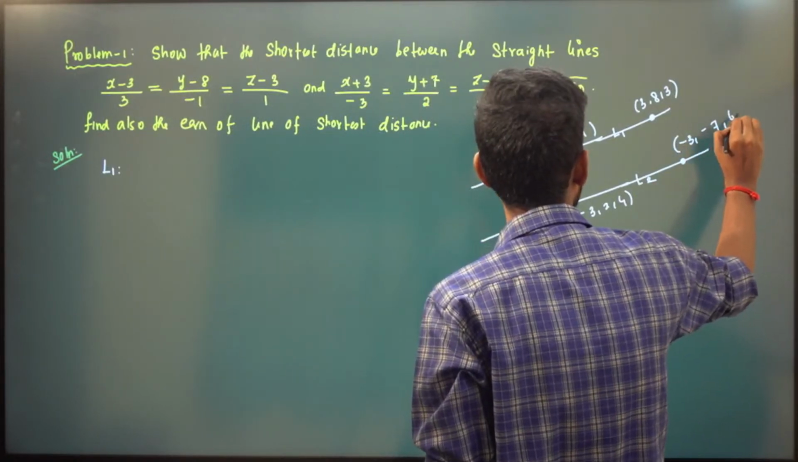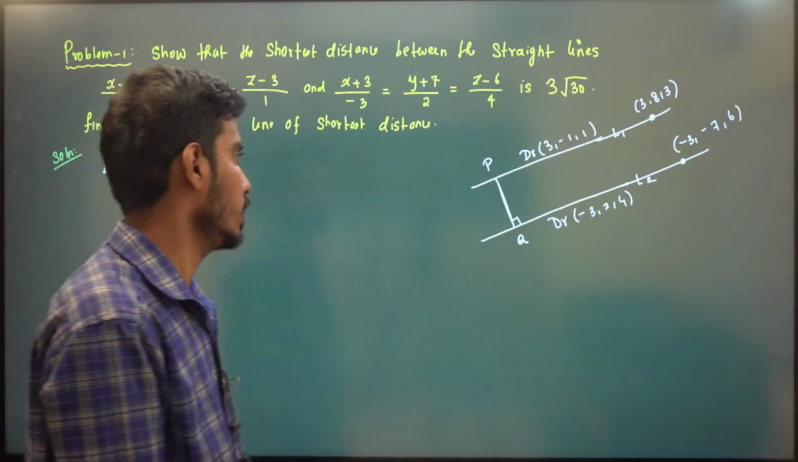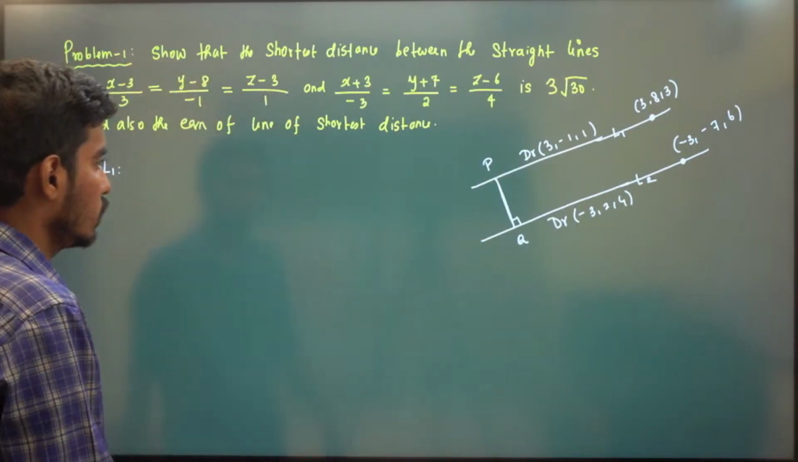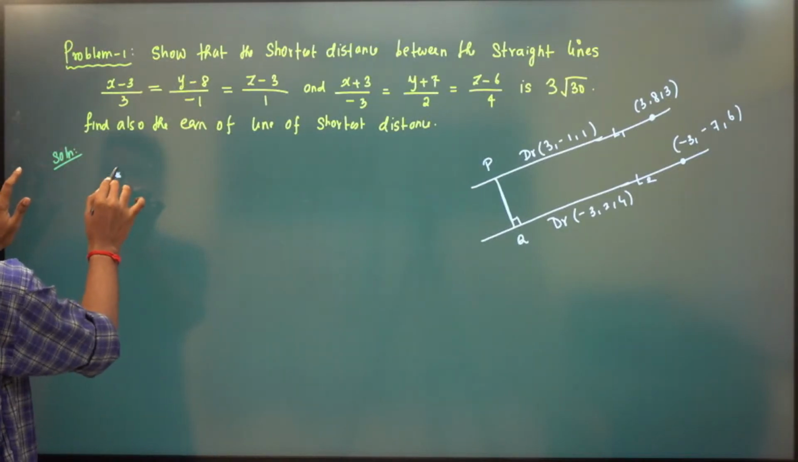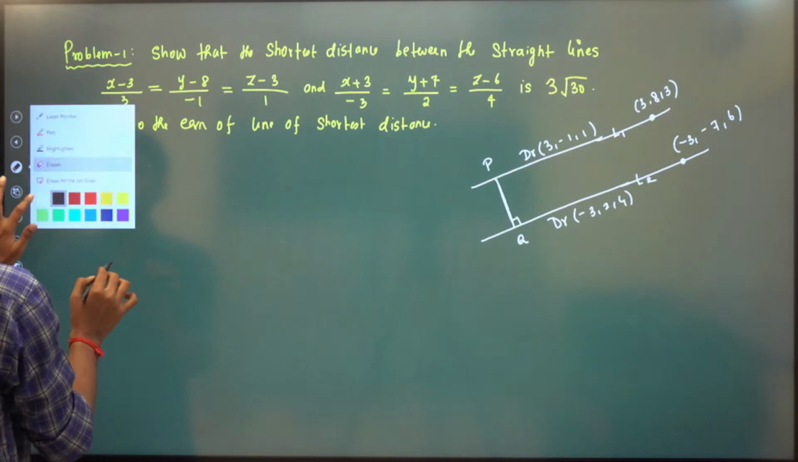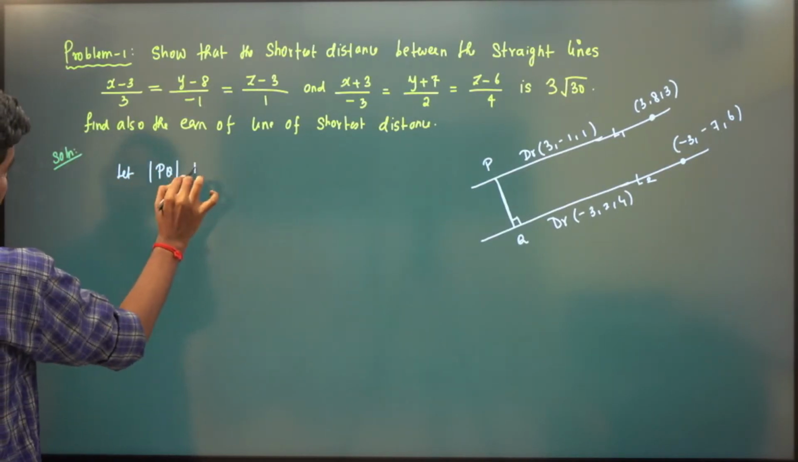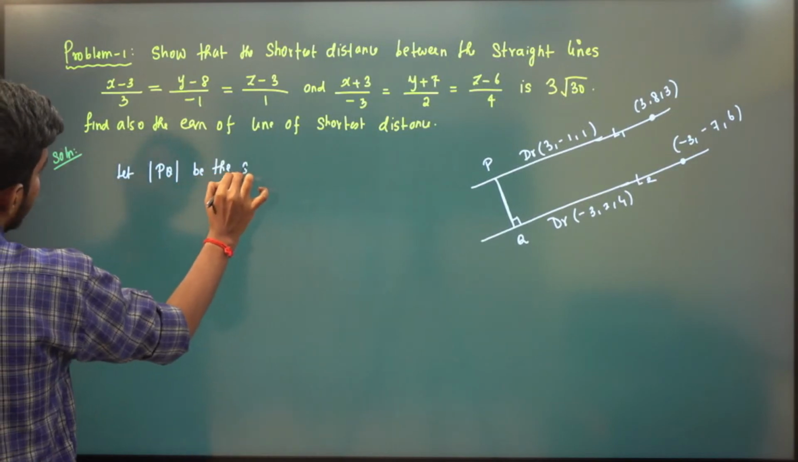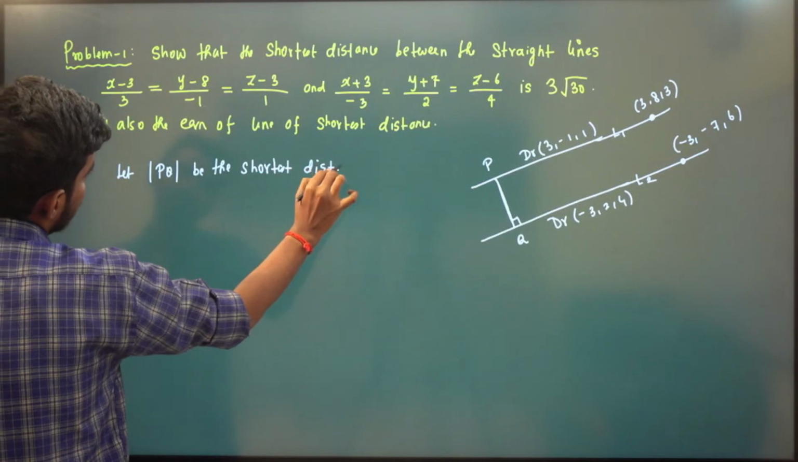Whenever you have this, just make a diagram, then you'll have more clarity. This is what they have given. Now we need to find PQ. I'm not going to write both the lines. Let modulus of PQ be the shortest distance.